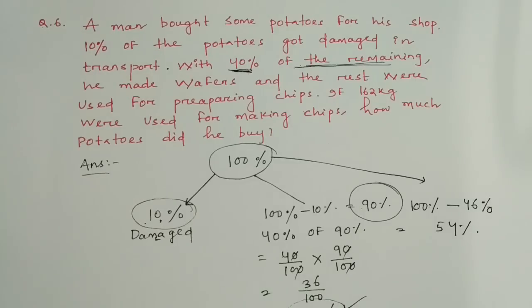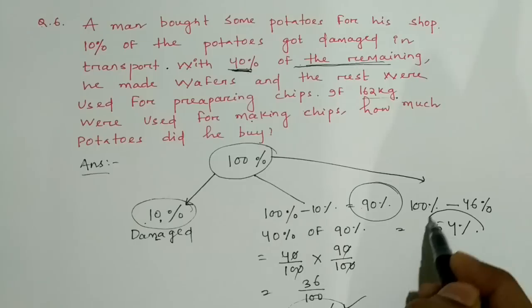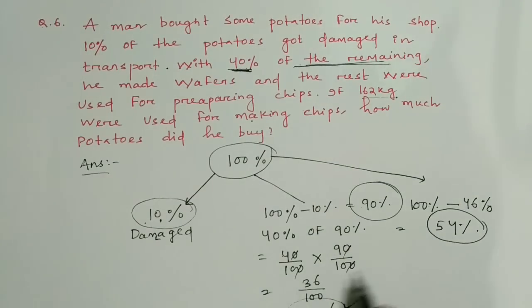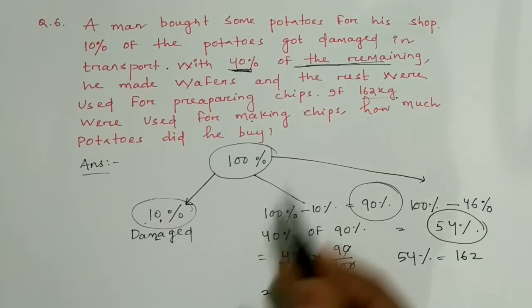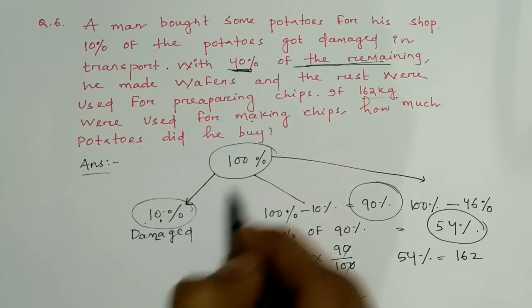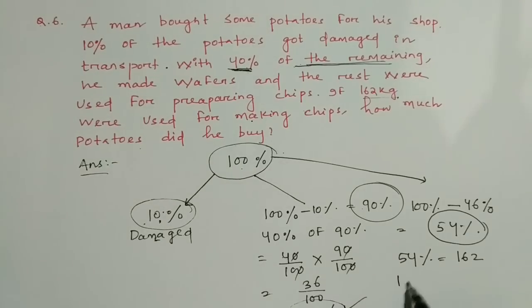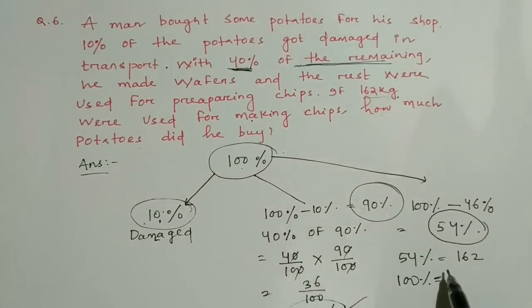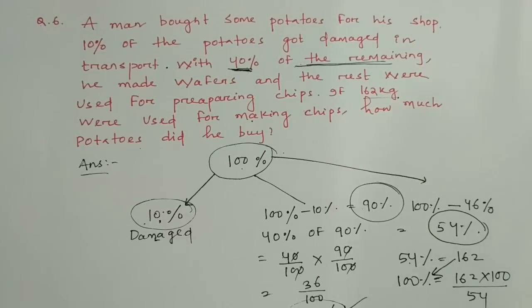54 percentage. So if 162 kg were used for making chips, we have 54% equal to 162 kg. We have to find out how many potatoes he bought. That is 100%. So we have to find out what is the 100%. We can do this by the cross multiplication method. So 162 into 100 divided by 54.